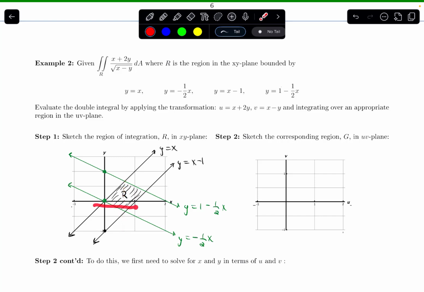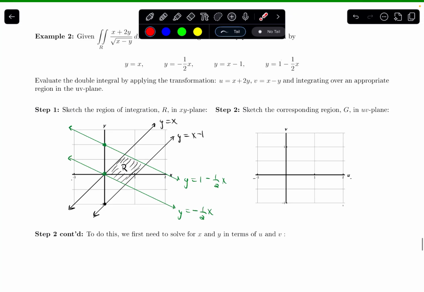Even if I slice this thing horizontally, the function on the left changes, and the function on the right also changes. So I'd have to split that up into multiple double integrals. And if I can avoid that, that would be nice. The other reason why this is not easy to evaluate directly is just this function isn't the easiest thing to integrate. It'd be simpler if I just had like x on top or just like y on the bottom or something like that. So that's one of the reasons why I'd try a change of variables.